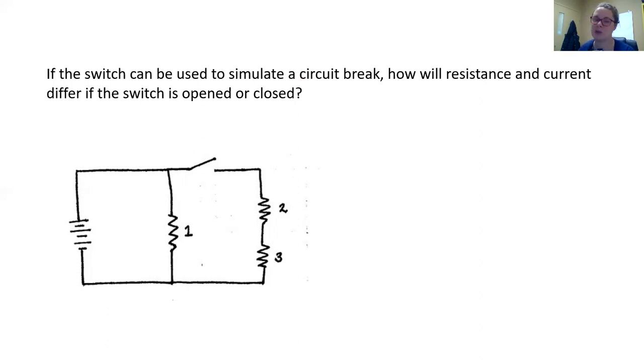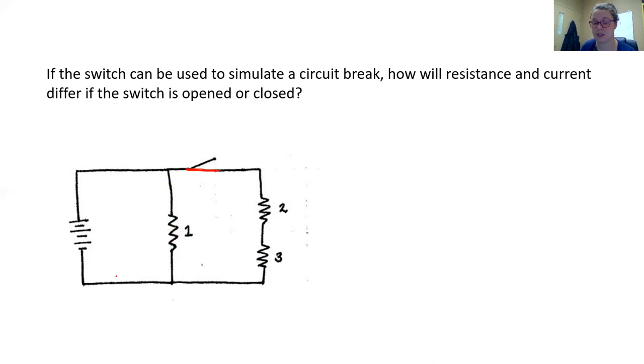So what would happen if we have a combination circuit and there's a break? Is everything going to stop? Is only some of it going to stop? What's going to occur? Well, let's say this is connected. Let's say we close the circuit. If it's closed, current is going to flow from the battery. It's going to go through branch 1, and it's also going to go through branch 2, 3.